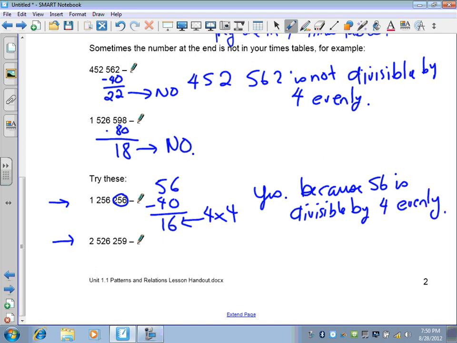2,526,259. So is 59, not 259, just 59, is 59 divisible by 4 evenly? Answer that.